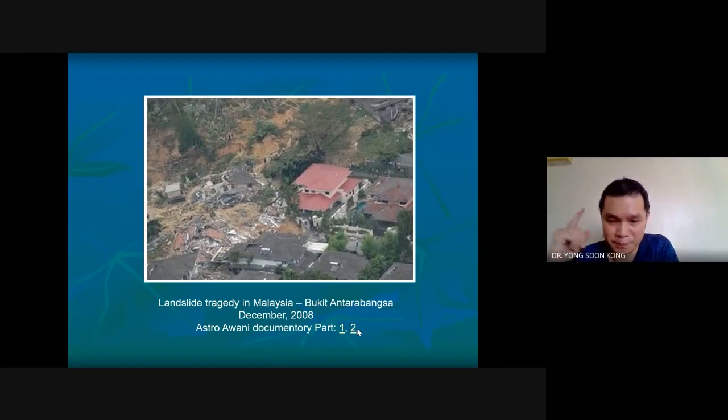Actually, however, you see, 2008, right? What year is it today? 2020. How many years have passed? 12 years. Guess what? Look at Penang. The same thing happens once again. So for those who stay in Penang, have a look. For those who stay near hill slopes, also remember this tragedy, because people have to learn from the mistake. So this is what I have to say.